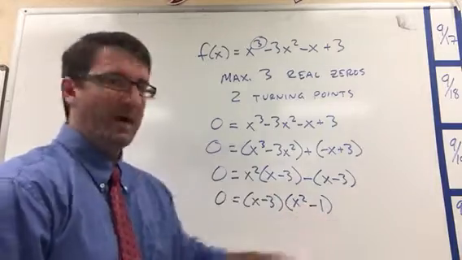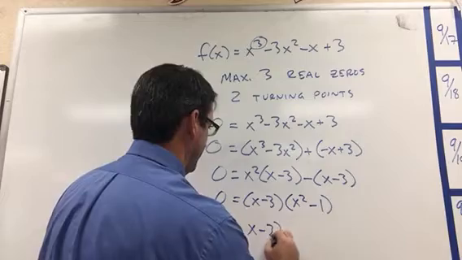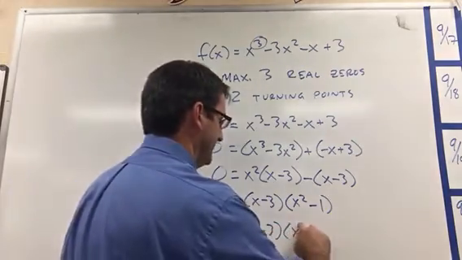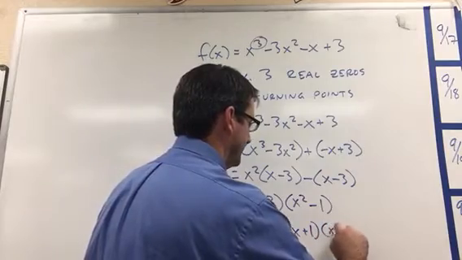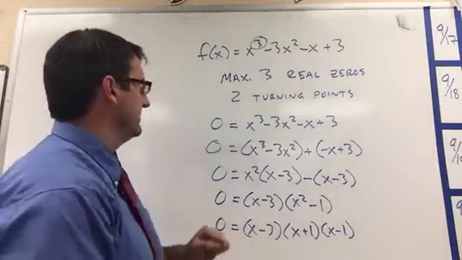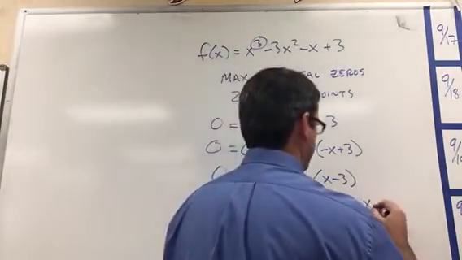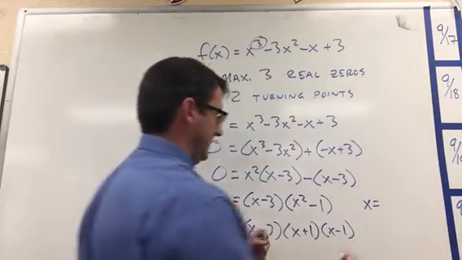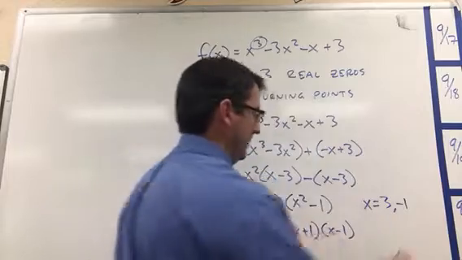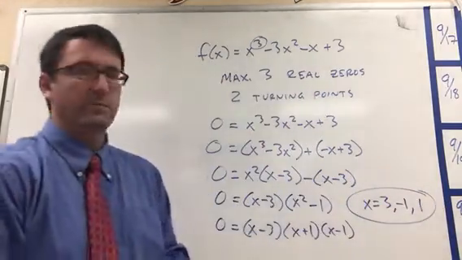And then this can be factored further. We get x minus 3 times, this is a difference of squares, so this is going to be x plus 1 times x minus 1. So the real zeros are going to be x is equal to 3 or negative 1 or positive 1. Those are our 3 real zeros.